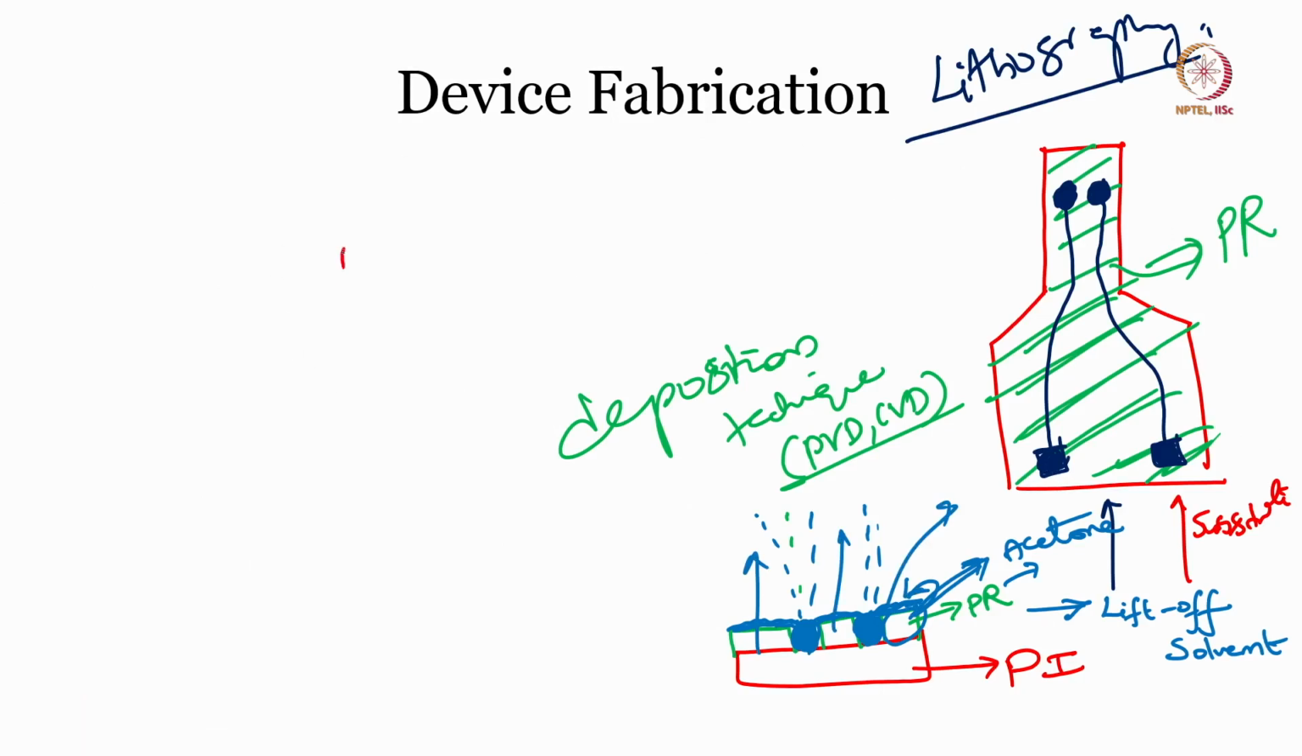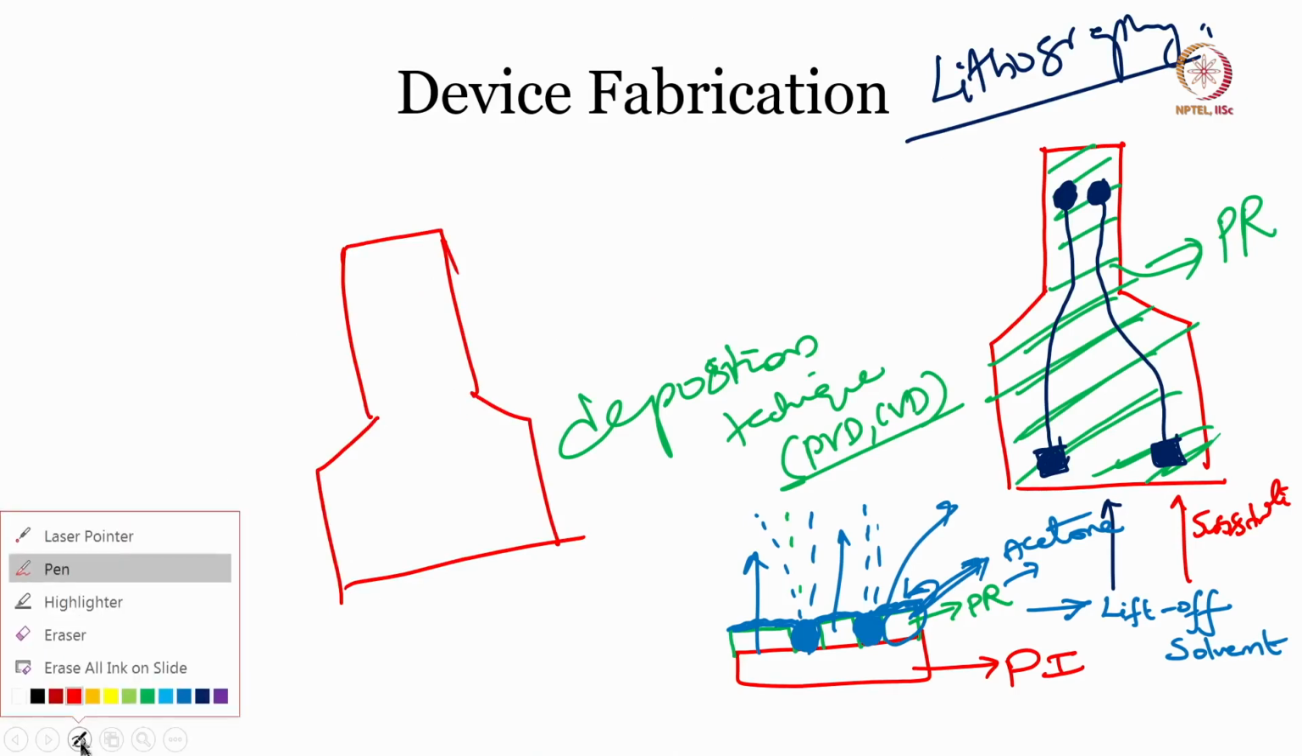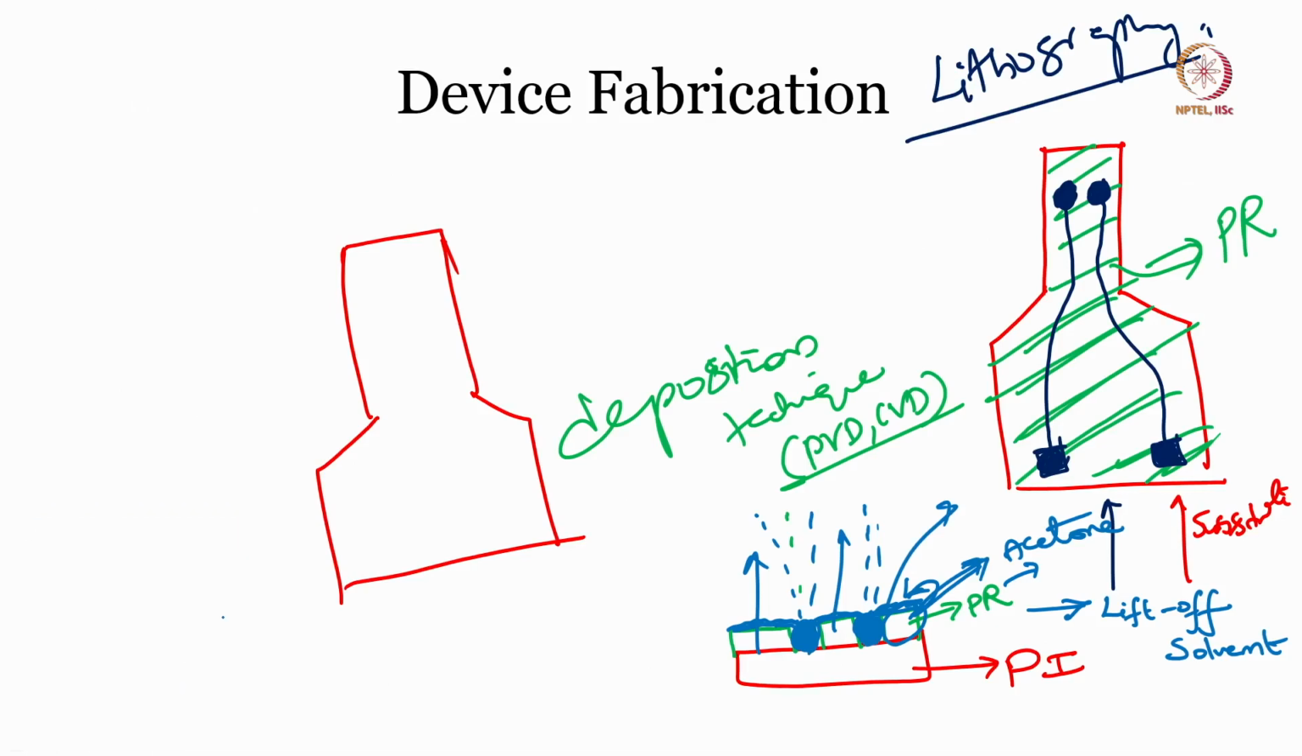So, what is left is I have this device. After dipping it in the lift off solvent, for example, acetone, everywhere this photoresist will be removed. What is left over? Sorry, these are circular, these are square. This pattern will be left, and everything else is removed. This is how you achieve it. This is called as a lift off.